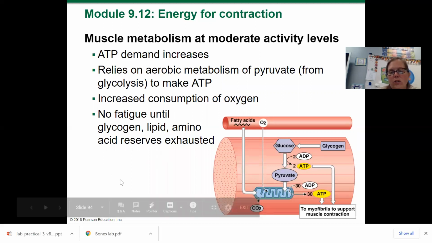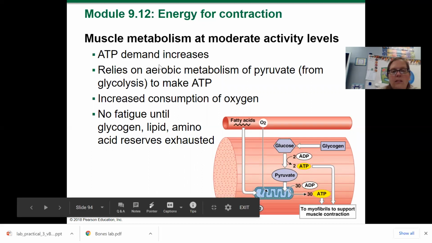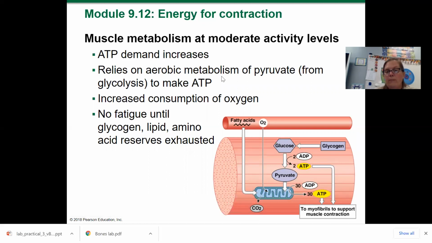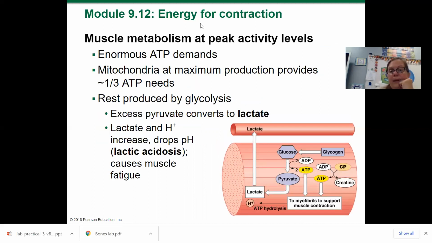When you start moving around, so moderate activities, the ATP demand increases, and we rely on aerobic metabolism, aerobic respiration, to make ATP. There's more oxygen, so there's no fatigue until you run out of your reserves. At peak, so you're really working it, really breaking a sweat, that's a lot of ATP demand, and this is where we might go anaerobic.